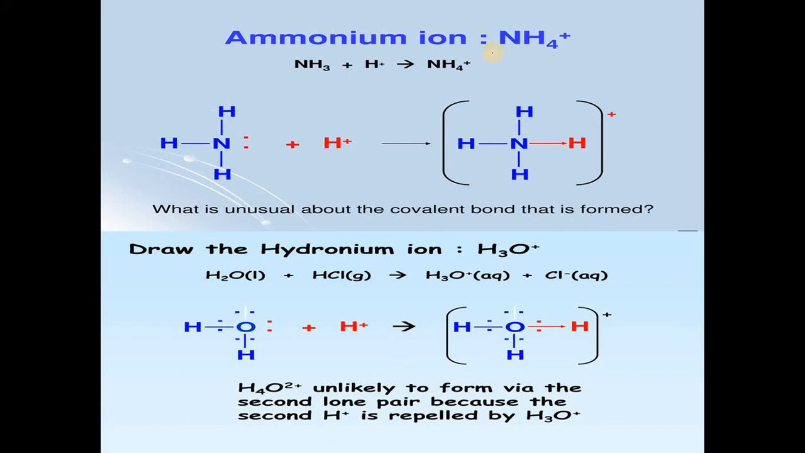In the case of ammonium ion, NH4 plus, ammonia and H plus ion give NH4 plus. Ammonia gives its lone pair to the H plus ion and we get NH4 plus ion. So what is unusual about the covalent bond that is formed? Here a coordinate type of bond is formed instead of a covalent bond. Similarly, in the case of water and H plus ion, water gives its lone pair to the H plus ion and we get H3O plus ion.